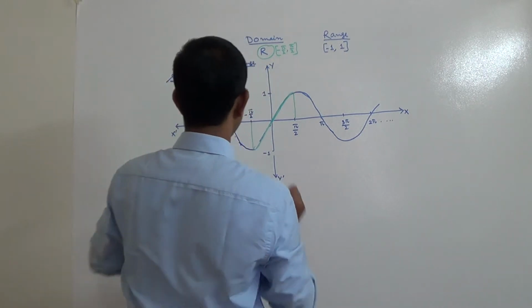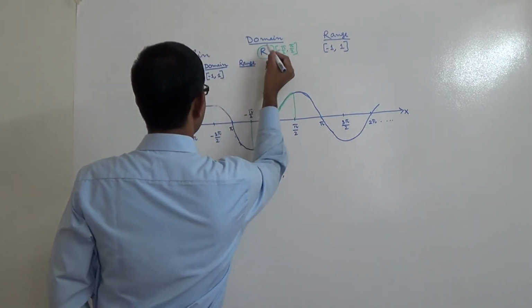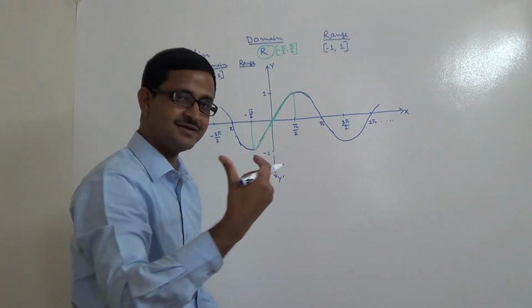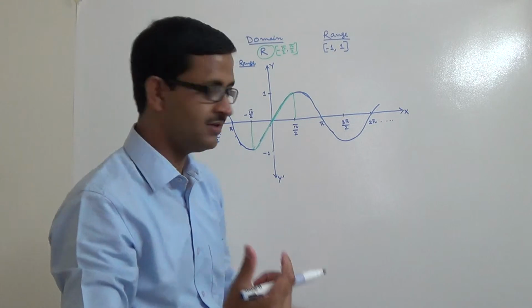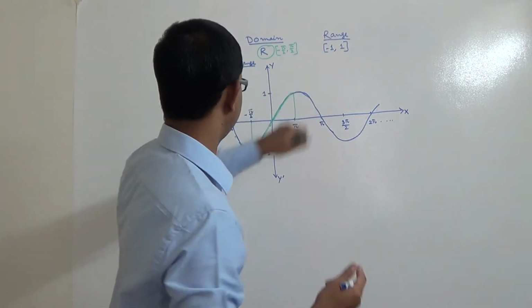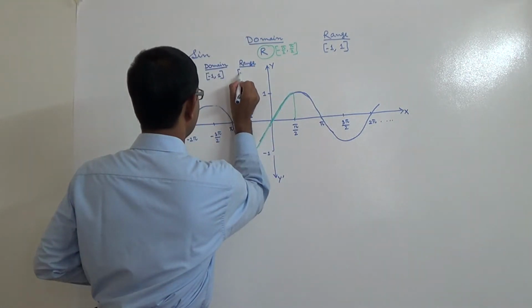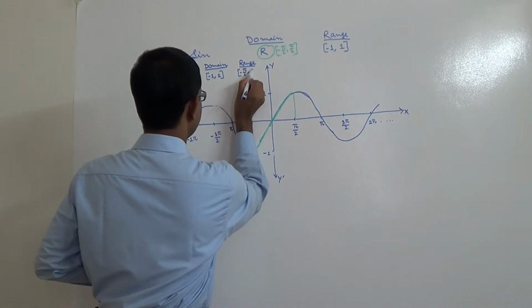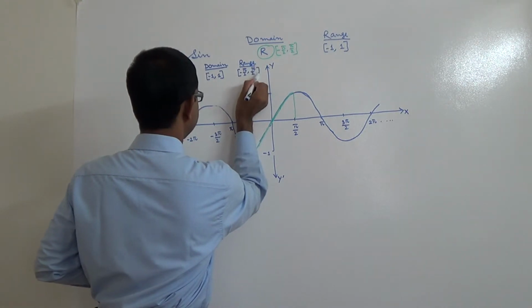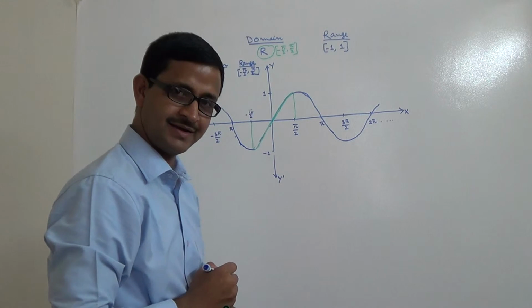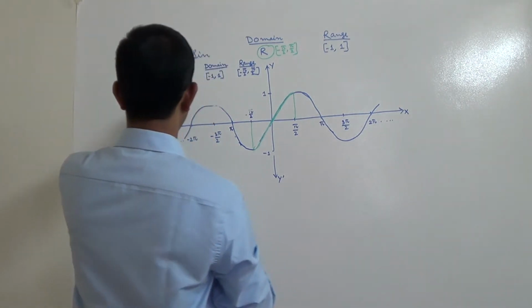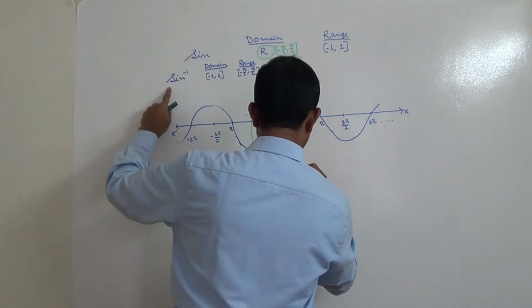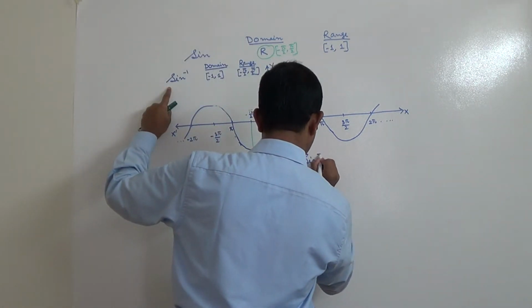And what will be the range? The range will be the restricted domain of the function sine to make it invertible, that is minus pi by 2 to plus pi by 2. That means it is minus pi by 2 to pi by 2. Clear? So how can we define that? Let's write in a different manner.